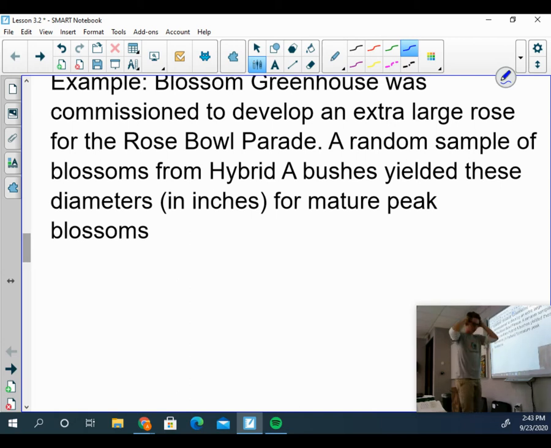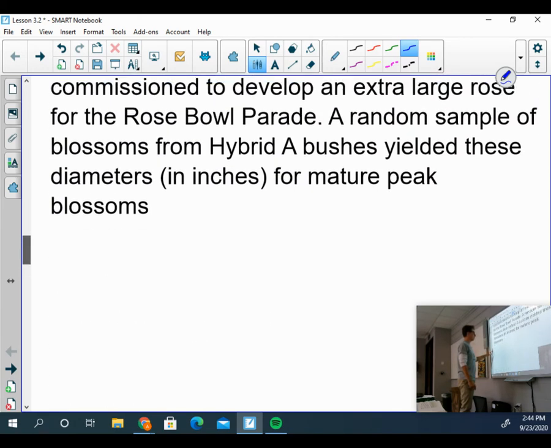So to summarize, where are we at to stop your brain from hurting? Well, we're trying to find consistency in data. We don't want to know what the middle is of the data always. We just want to sometimes know how consistent it is. How much does it vary? The good measure for that is standard deviation, and we just learned the formula for it. So let's apply it. Blossom Greenhouse was commissioned to develop an extra large rose for the Rose Bowl parade. A random sample of blossoms from hybrid egg bushes yielded these diameters for mature peak blossoms. And I'll give you some measures here.